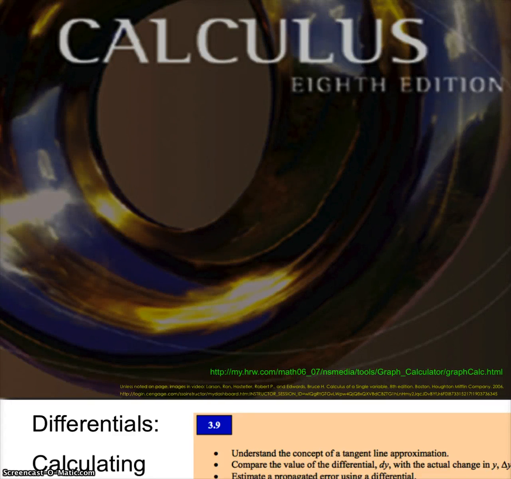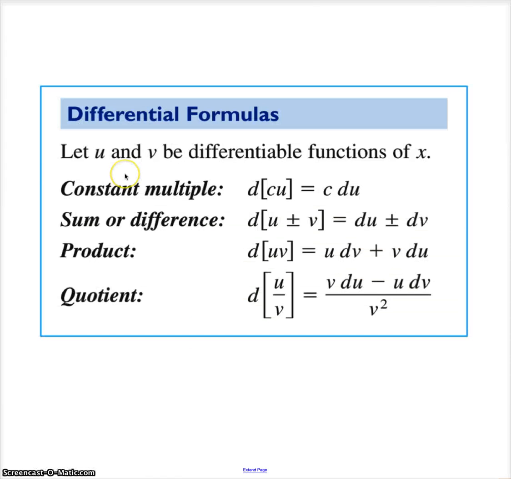All right, now we're going to do some calculating of differentials. And let's start with just some differential formulas. If u and v are differentiable functions of x, then multiplying by a constant, the derivative of a constant times the function is the constant times the derivative. If you add two differentiable functions, then the derivative of the sum is the sum of the derivatives.